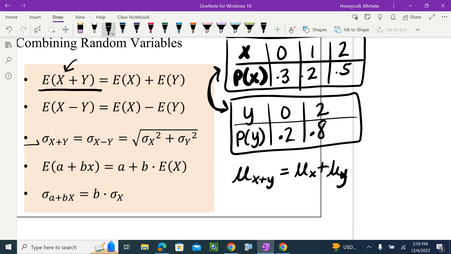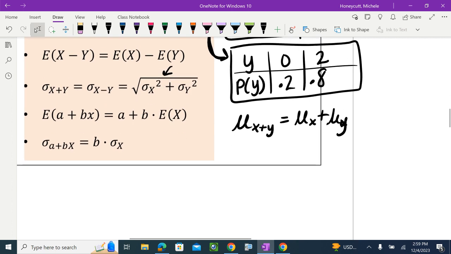For standard deviation, whether you're adding or subtracting the distributions, we use this formula, which is kind of like the Pythagorean theorem, a squared plus b squared equals c squared. And then this notation is going to show you that if you multiply or divide or add a number to a distribution, the mean gets affected by both.